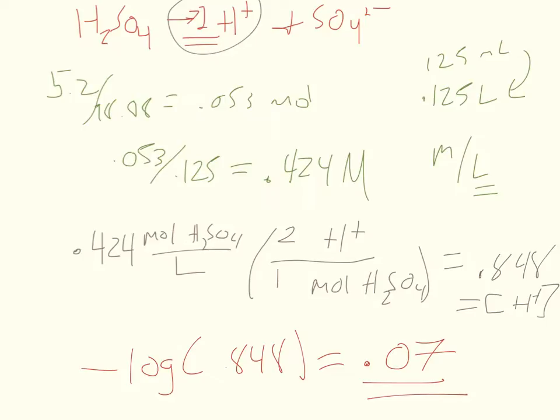If you got a number that's a little different, let me run this really fast with my calculator. If you took the log of 0.424 and got 0.37, what you did is you forgot to do this middle step here. So if you got 0.37 and you're confused as to how I got here, you didn't end up multiplying by this 2. Okay, that's it.